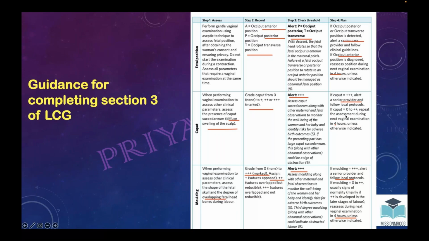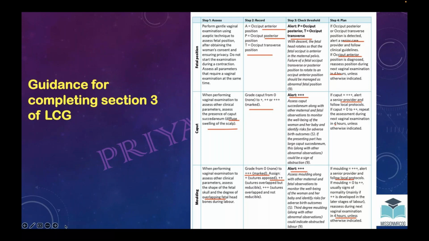Now coming to molding. Molding is overlapping of the fetal bones. So if it is 0, that means the sutures are just opposed. 2 plus is overlapped, but we can reduce it. 3 plus is overlapped, not reducible. Alert is 3 plus. 3 plus is alert. Again, what will be the plan? Speak to the senior health professional, and he would review, and according to the local protocol, the patient will be seen. And if it is normal, then next PV in 4 hours.